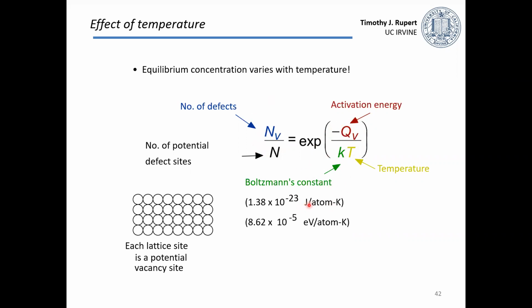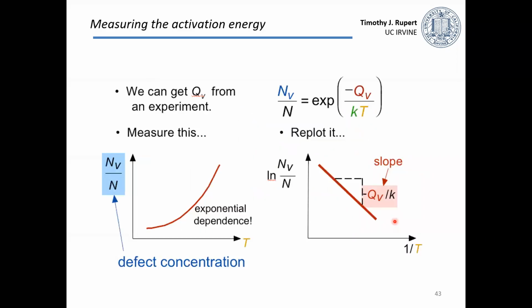So your choice of Boltzmann's constant, it can either be the value which is joules per atom Kelvin, or electron volts per atom Kelvin. It just depends on what units you use for that activation energy. So what you can do is go and do an experiment, for example, and say, I'm going to take a material, I'm going to measure how many vacancies are in it as a function of temperature. So as I increase temperature, vacancy concentration goes up. This could be real experimental data I'll get. I could see that exponential dependence.